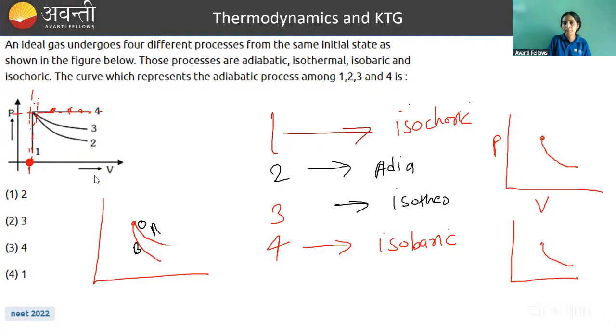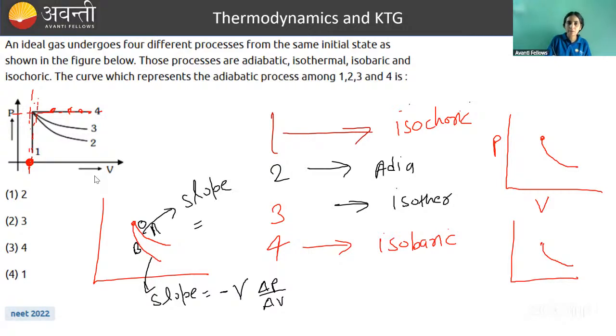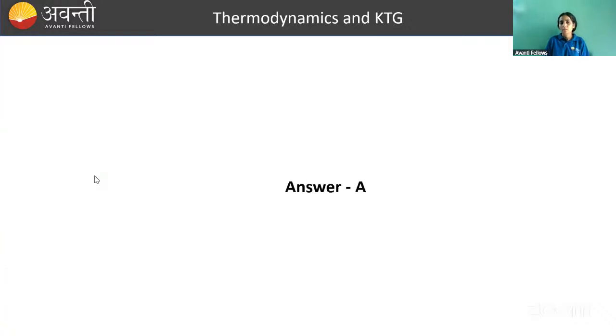Why adiabatic is more steep? Because in this case, slope of the curve, याद रखना, slope of the curve is minus gamma delta P by delta V. And in this case, slope of the curve is minus delta P by delta V. So in adiabatic process, slope is by gamma times more deeper. And we already know gamma is greater than 1. ठीक है? So adiabatic slope is more deeper. सॉरी more steeper. तो याद रखना.